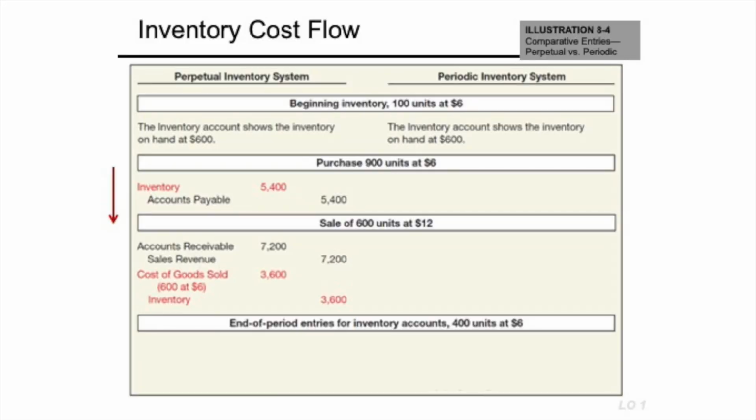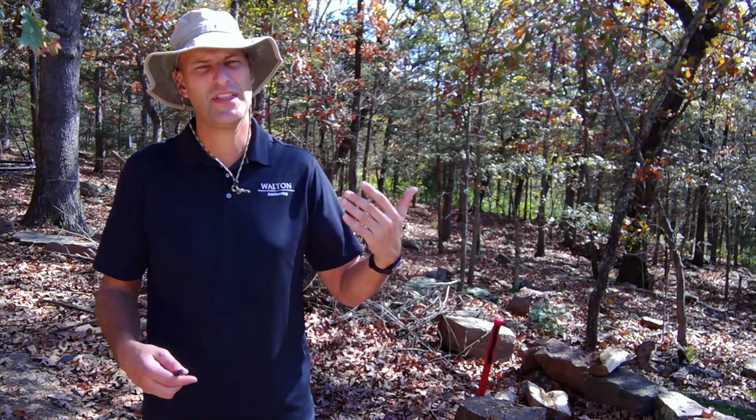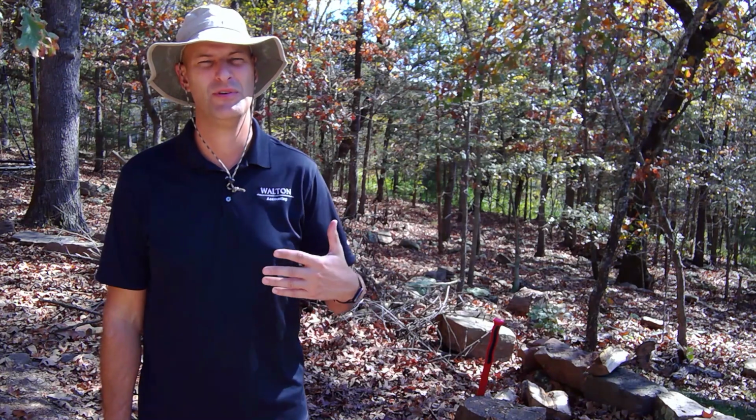Then when we make the sale, we are going to record the sale itself. So the $7,200 debit to AR, credit to sales. And we are also going to show the inventory being sold. So we are going to debit cost of goods sold and credit inventory for the cost of the inventory that was sold. Now, at the end of the period, there's essentially nothing that we need to do. We already know what the ending inventory is because we already tracked it in our accounting records when we sold the inventory.